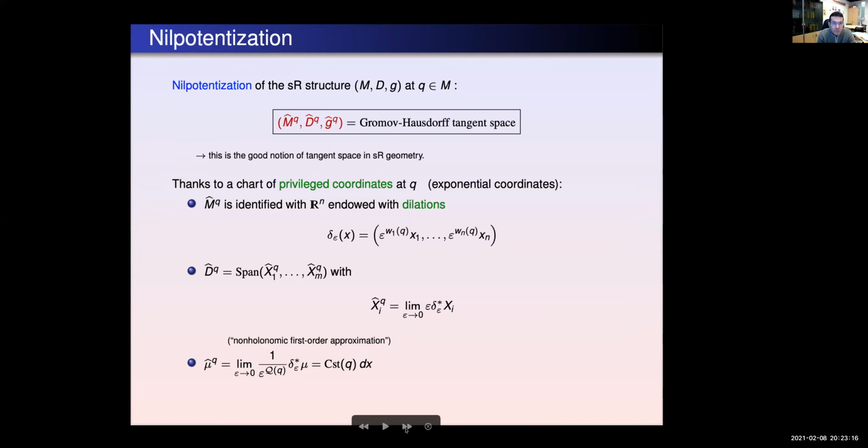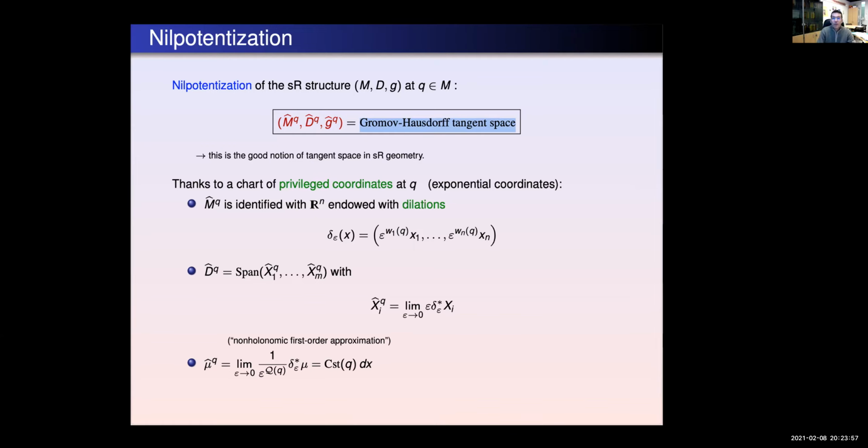Okay, so an object of interest that I must absolutely define before continuing is the concept of nilpotentization of the sub-Riemannian structure at a given point q. In one word, this is the object that we will denote with a hat at q. The nilpotentization of the sub-Riemannian structure at q is defined as the Gromov-Hausdorff tangent space. The Gromov-Hausdorff tangent space is exactly the good notion of what is a tangent space in sub-Riemannian geometry.